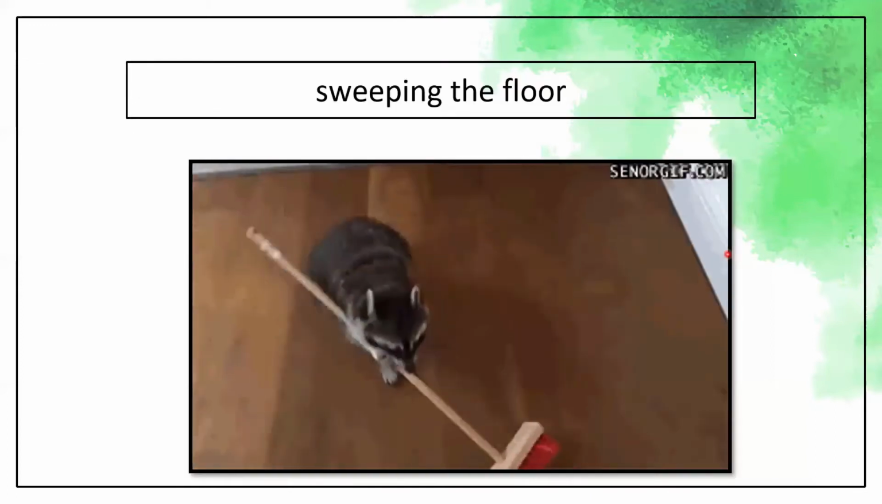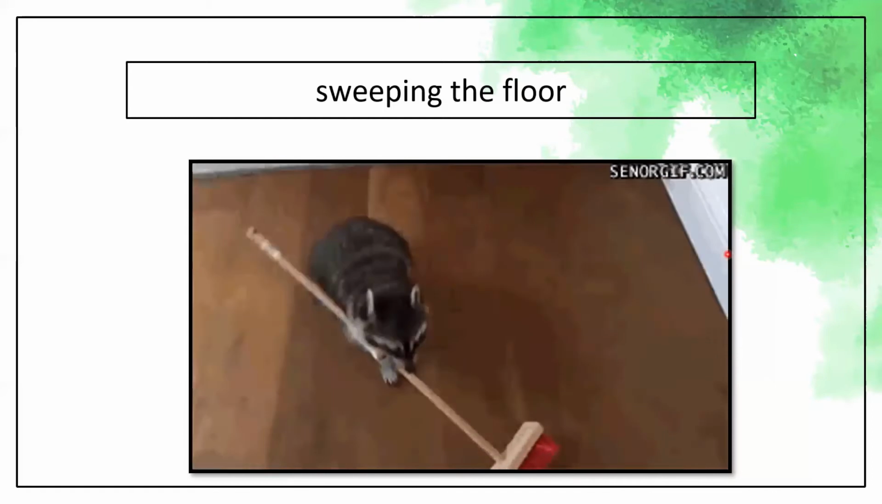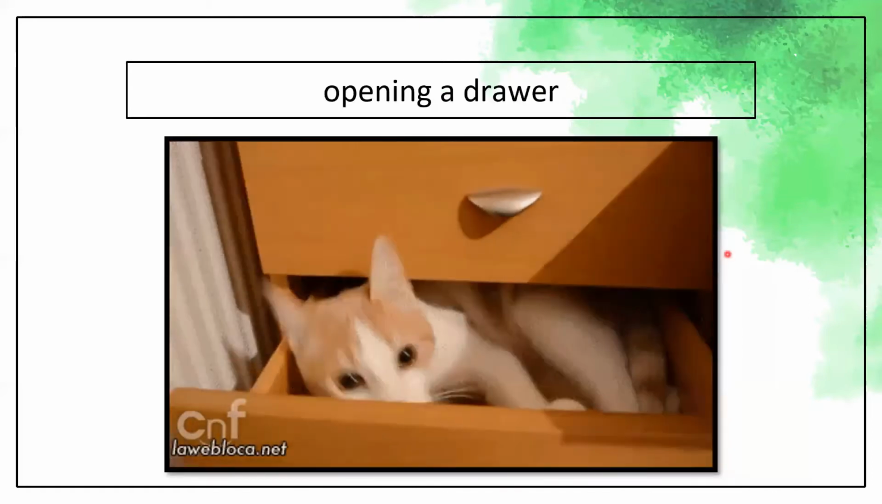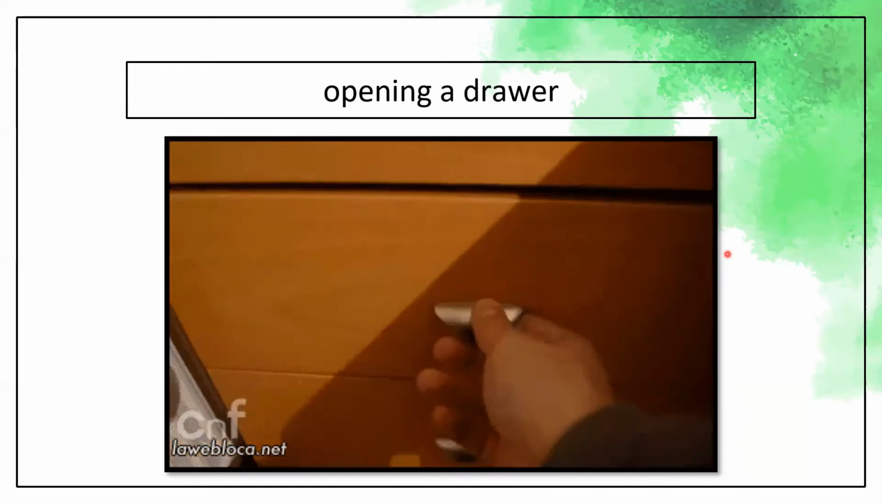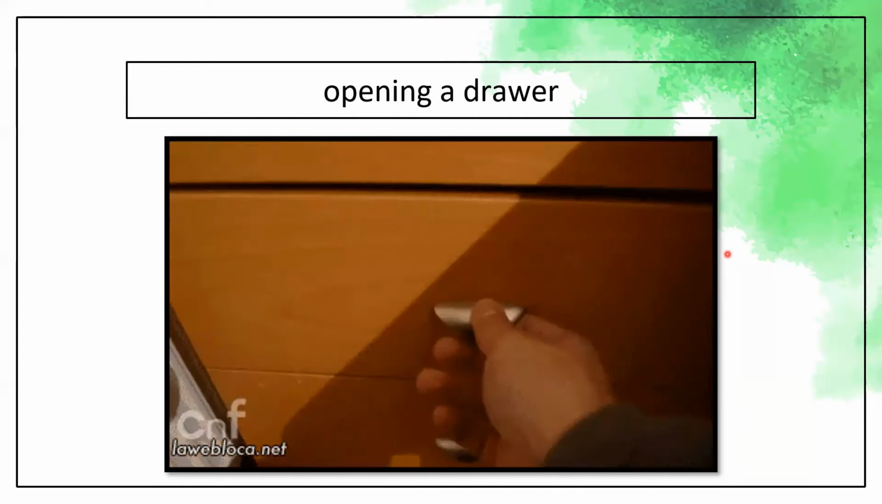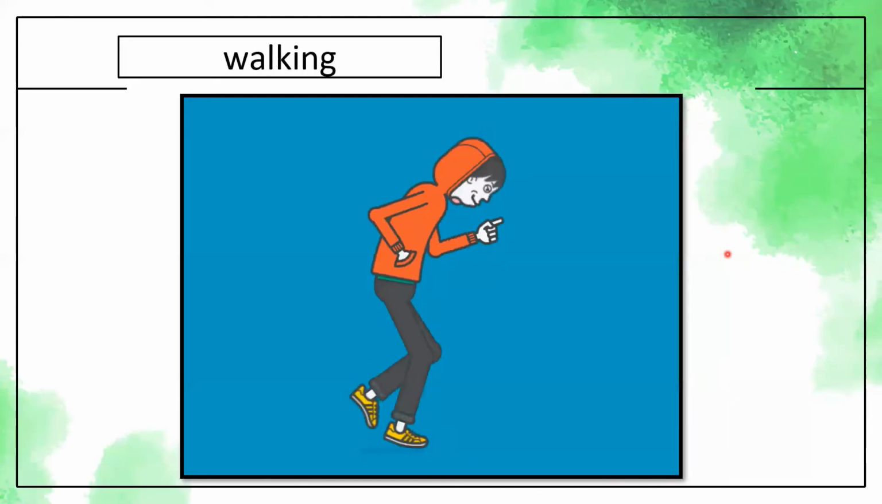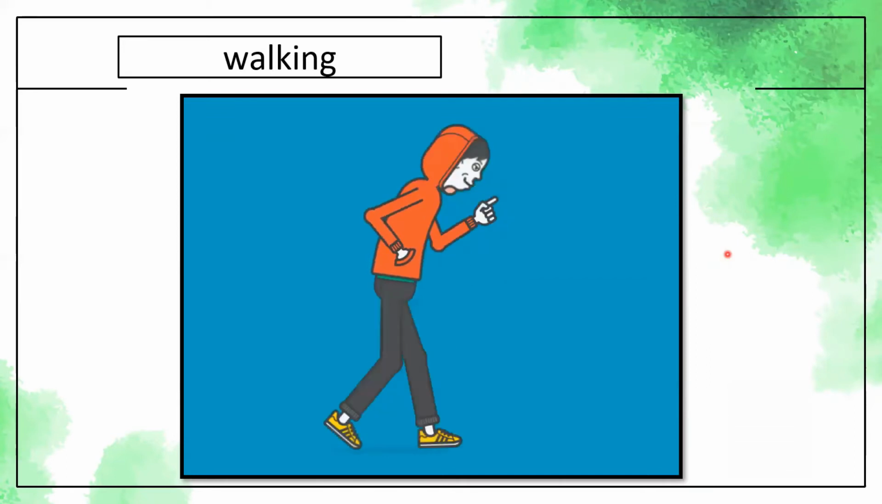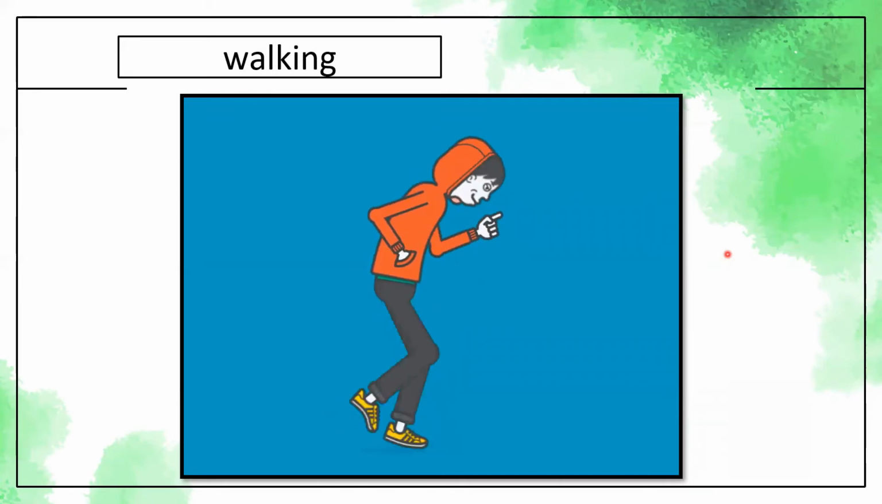Another example is sweeping the floor. Are you sweeping the floor too? Another one is opening a drawer. When we open the drawer moves towards us, so the applied force is pull force. Another one is walking. When we walk or run or jog, we exert force as well by pushing the earth away from us.